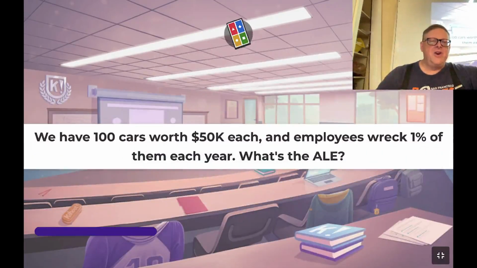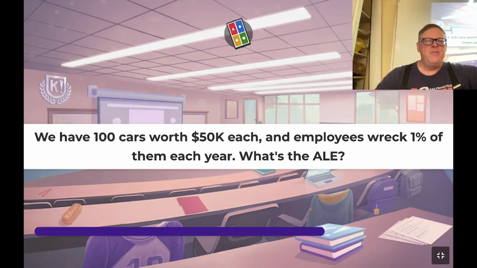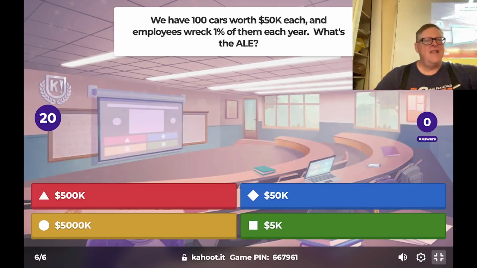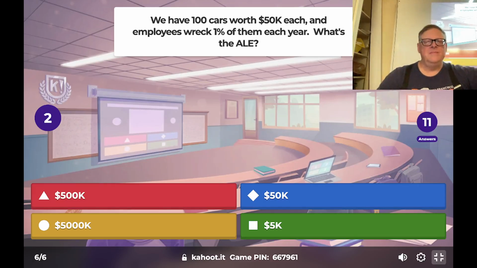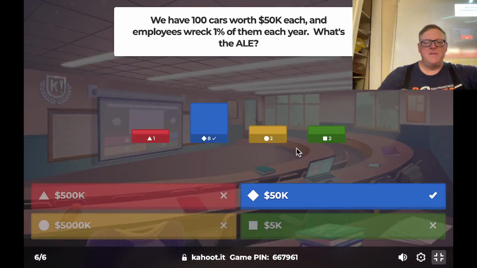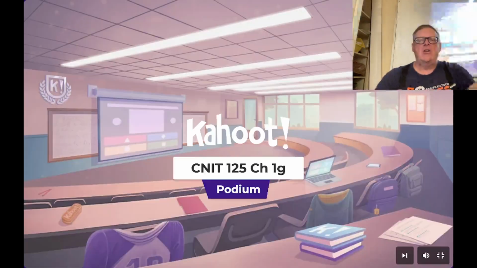All right. So you have 100 cars worth $50K each, and employees wreck 1% of them each year. So what is the ALE? You expect to lose 50K, one car per year. And therefore, that's how much you should spend on things like driver training or insurance or whatever it might be to lower the number of cars wrecked.